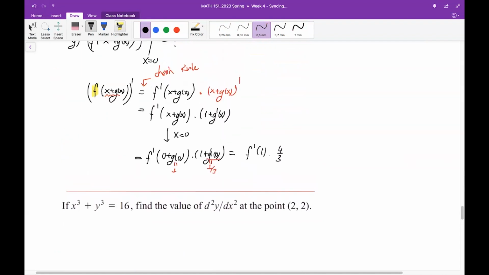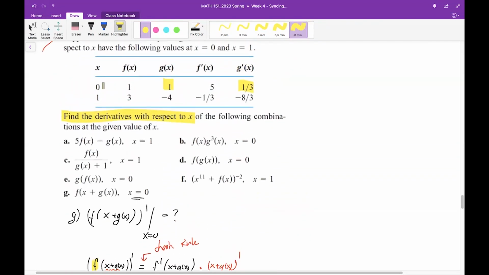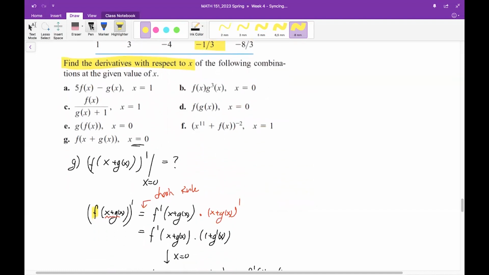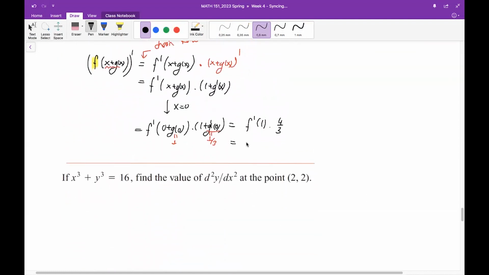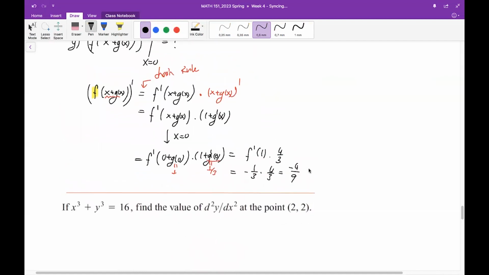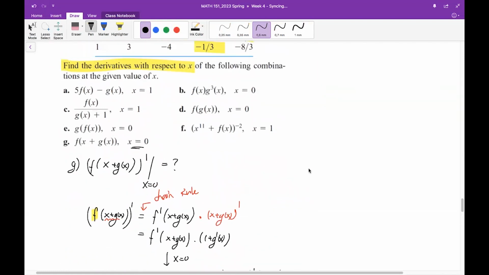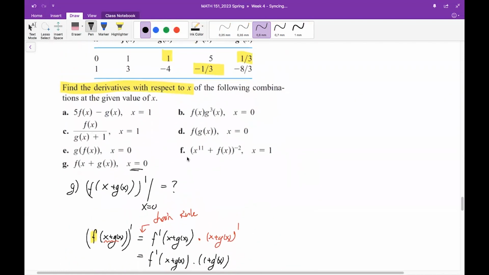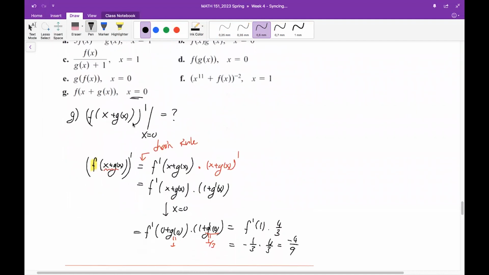What is F prime of 1? Go back to the table again. F prime of 1 is minus 1/3. Minus 1/3 times 4 over 3. So the result is minus 4 over 9. Okay? So like this. We can also try to handle F. Let's try it.